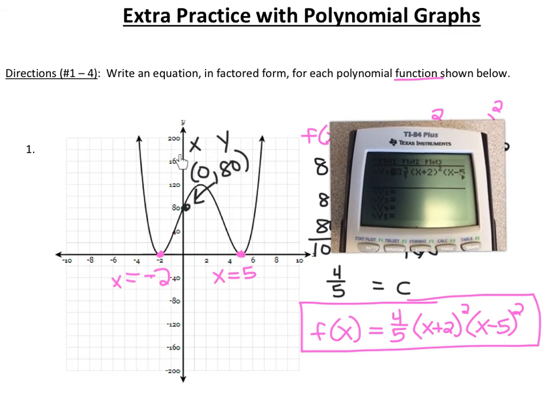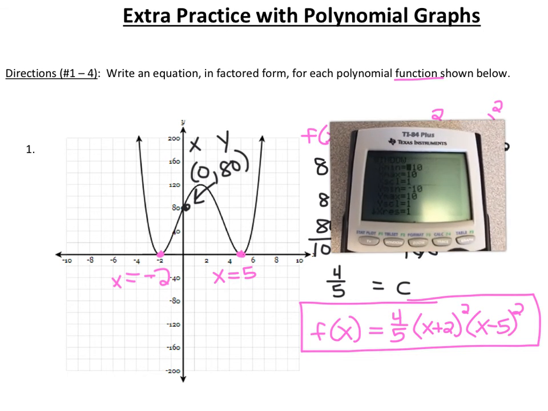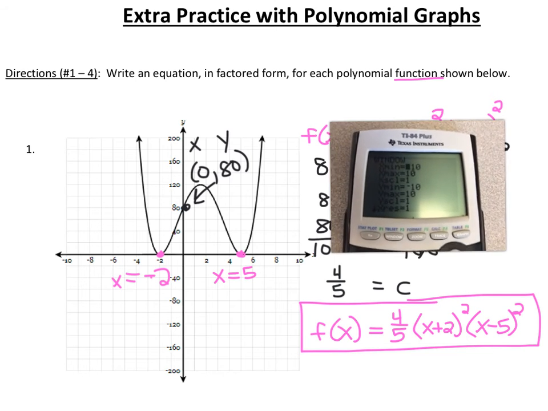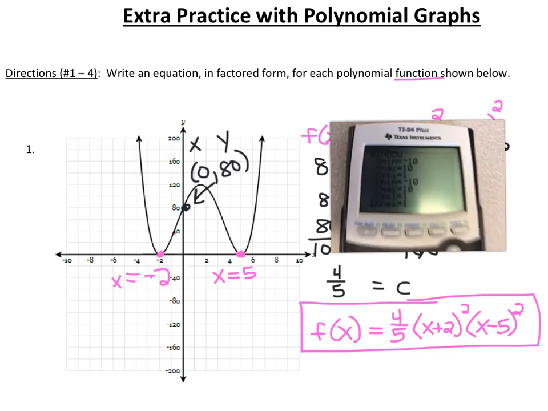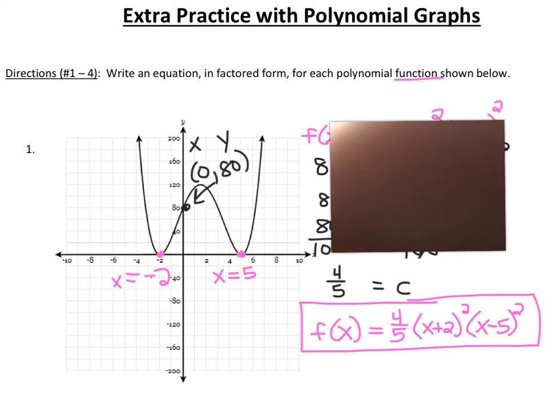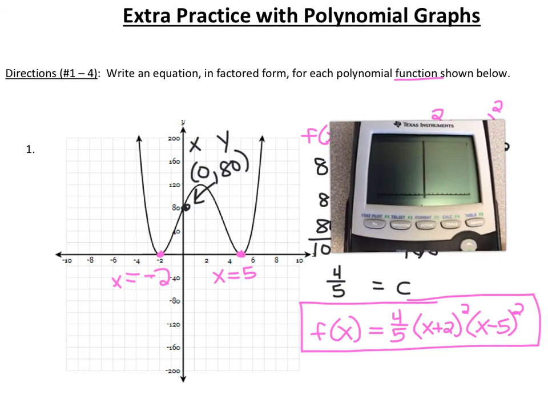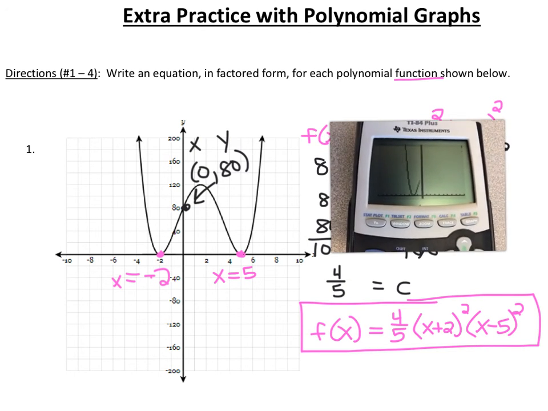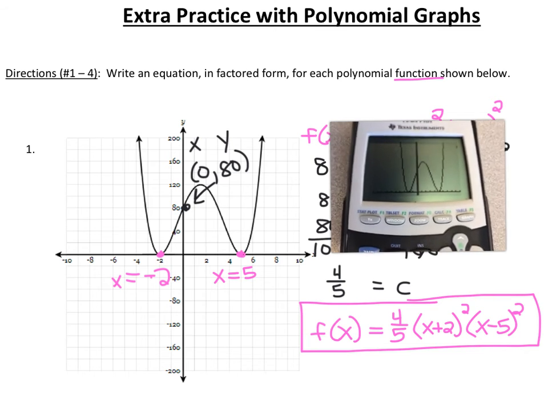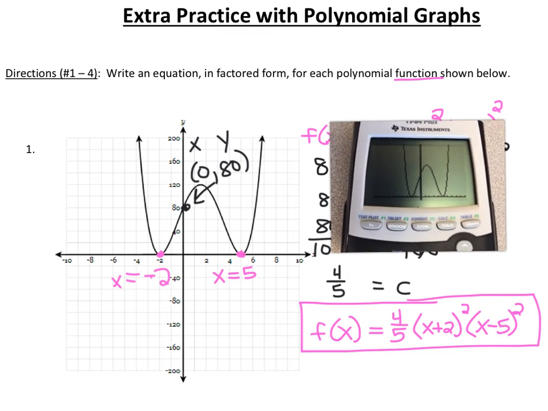We need to go up to 200. So I'm just going to change the window. If I hit window, it's really hard to see, but this says y maximum. Instead of that being 10, I'm going to change that to 200. Okay, oops, sorry. And now when I hit graph, it should look something like what we see on the screen there. Yep, look, same graph. So our equation right here checks out.